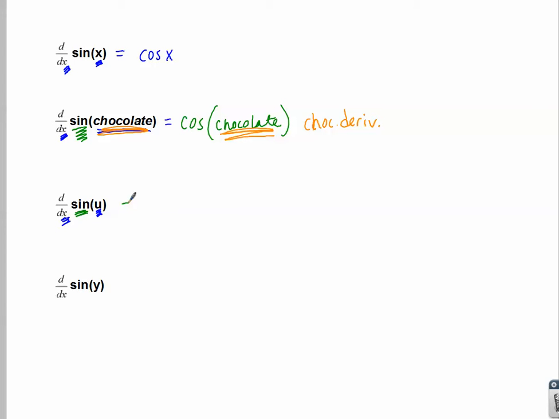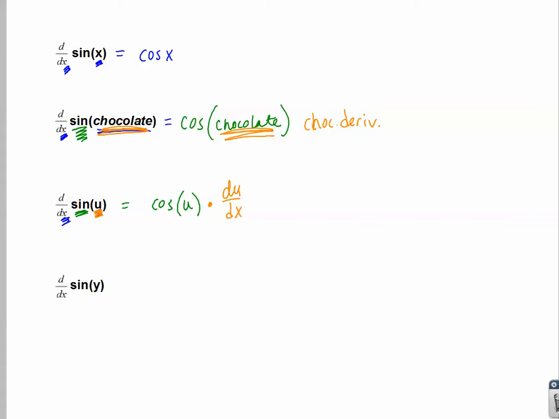We first do the derivative of the outside, cosine, leave the inside the same. But because the inside is a different function, like u, now we have to take the derivative of that different function, of that u, with respect to x. So times du dx. Well, it doesn't matter if I call it chocolate, if I call it u. If it's something else besides x, I have to multiply by that something's derivative.